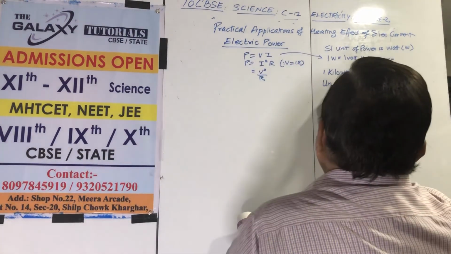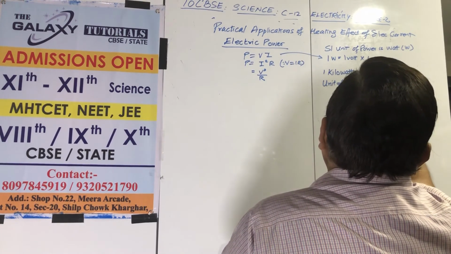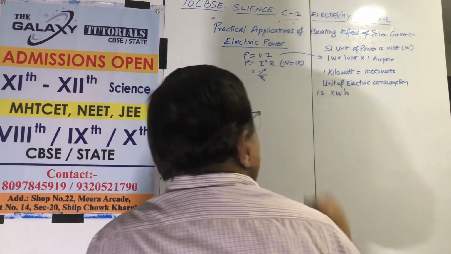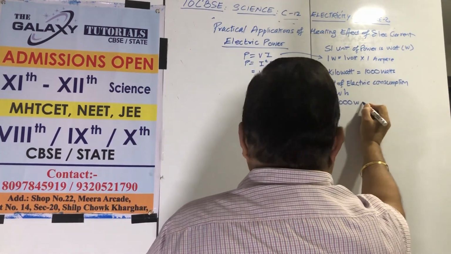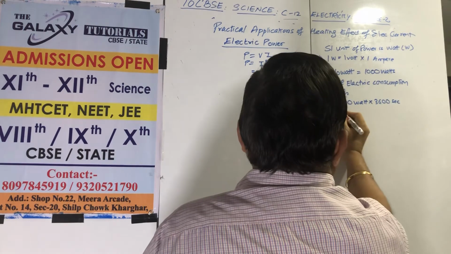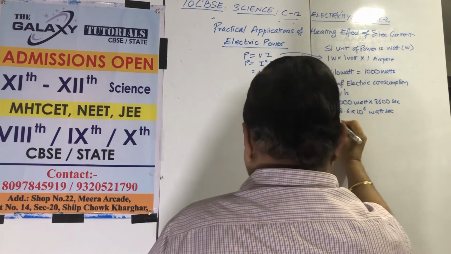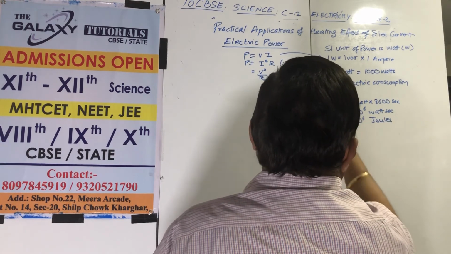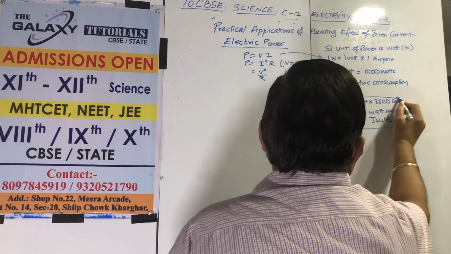So, the unit of electric consumption is kilowatt hour. Okay, so this is 1000 watts into 3600 seconds. This is 3.6 into 10 raised to 6 watt second, simplified as 3.6 into 10 raised to 6 joules. Joule is named after Joule. So 1 kilowatt hour. Learn how to convert.